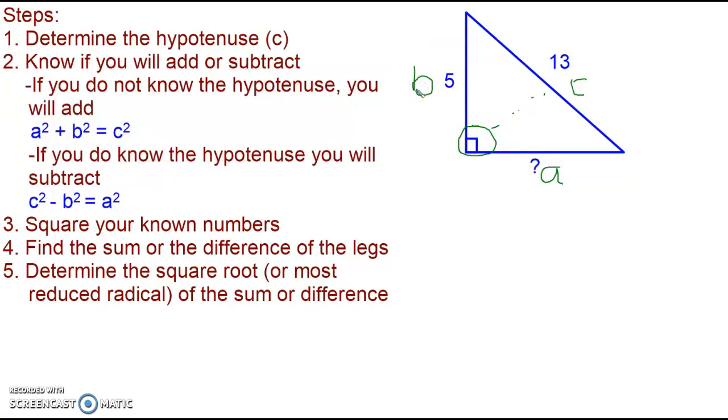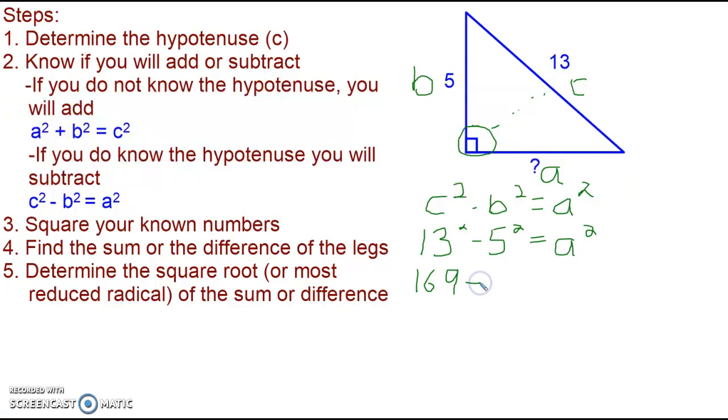In this case, we're going to be doing C squared minus B squared is equal to A squared. C we know is 13, so we're just going to plug in our values here. We have 13 squared minus B, which is 5, 5 squared is equal to A squared. So we have 13 squared, which is 169, minus 5 squared, which is 25, and that difference is going to be equal to A squared. So we're going to find the difference, and that's our next step.